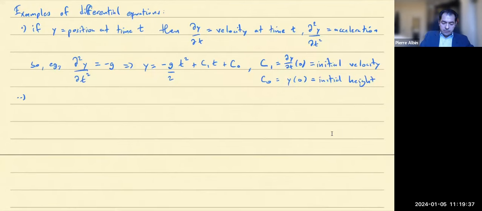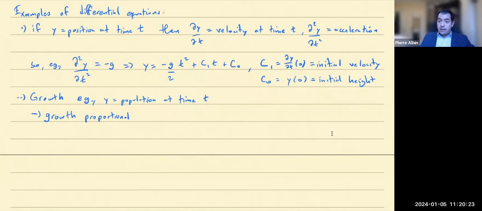Okay, so for a second set of examples, let's consider some growth, right? So the derivative with respect to t, if we think of t as time, it's the rate of change. So we could be thinking about the growth of, for example, y could be some sort of population at time t. Well, a very simple assumption to make about population growth is that the population should grow proportional to its size, right? The more people you have, the more the population will grow, right? And it grows proportional to size.